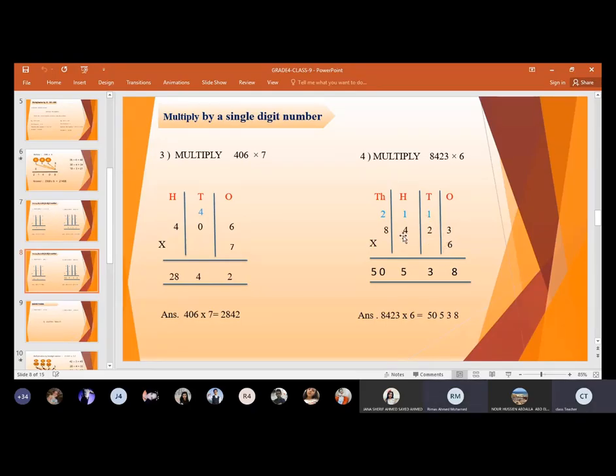Now 6 multiplied by 4 is 24. 24 plus 1, add the carry. 24 plus 1, 25. So write 5 in the hundreds place and carry 2 to the thousands place. Okay? Now you multiply 6 by 8. 48. Yes, 48 and add the carry 2. 48 plus 2, 50. Write 50 in the thousands place.